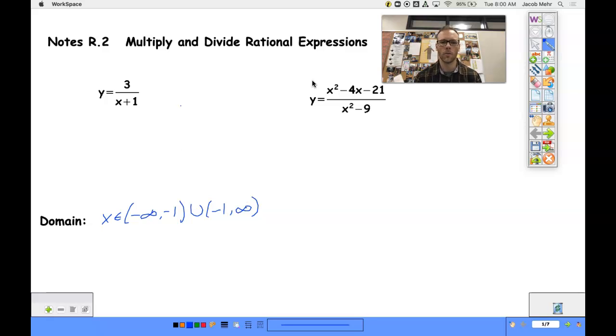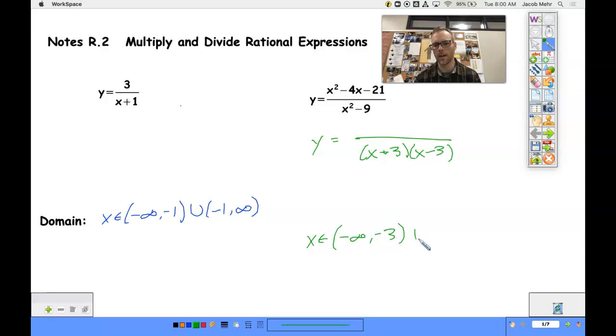Okay. Now, when we look at our second one, we say, okay, where's that denominator equal to 0? Well, let's factor this. Our denominator factors here to x plus 3, x minus 3, doesn't it? Okay. So our domain on this one would be everything but plus or minus 3. So -infinity to -3, union -3 to 3, union 3 to infinity. So everything but -3 and 3.